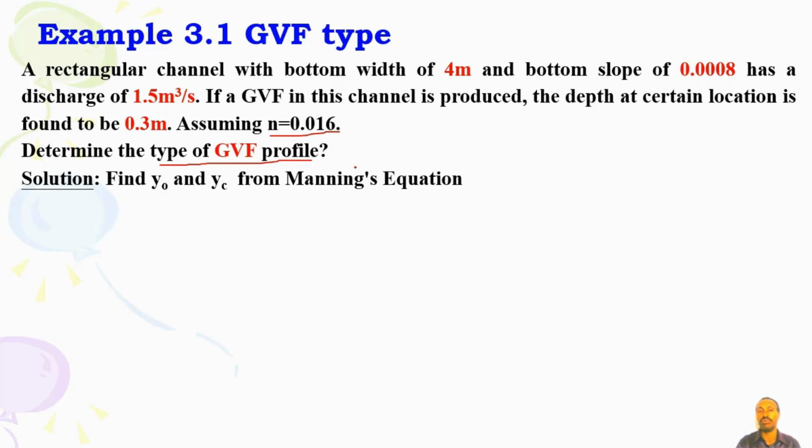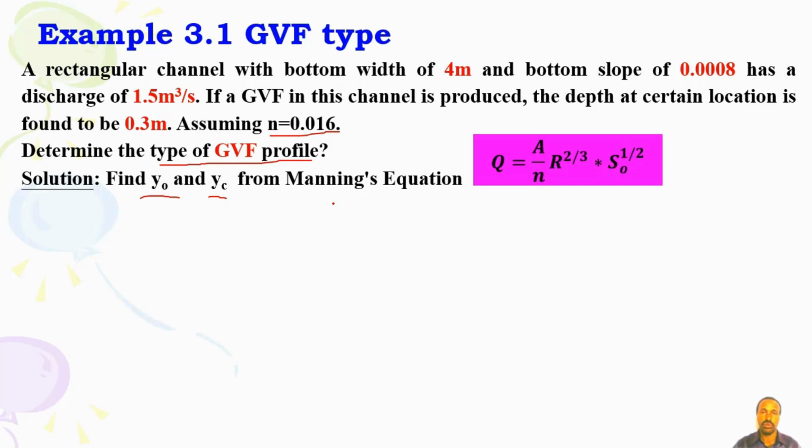As the name implies, gradually varied flow is a steady, non-uniform flow where just the depth varies gradually along the channel. So find Y naught and Yc first, normal depth and critical depth. From Manning's equation, I hope you know this equation, Q is equal to A over n, R to the power of 2/3, S naught to the power of half. Then we have just derived this equation in the previous videos.